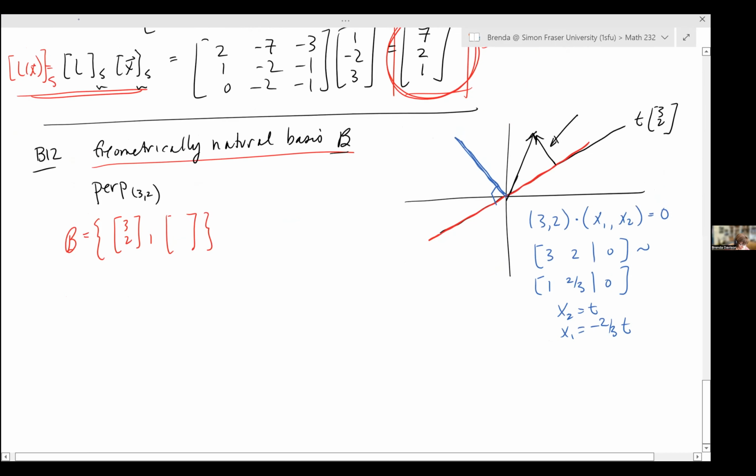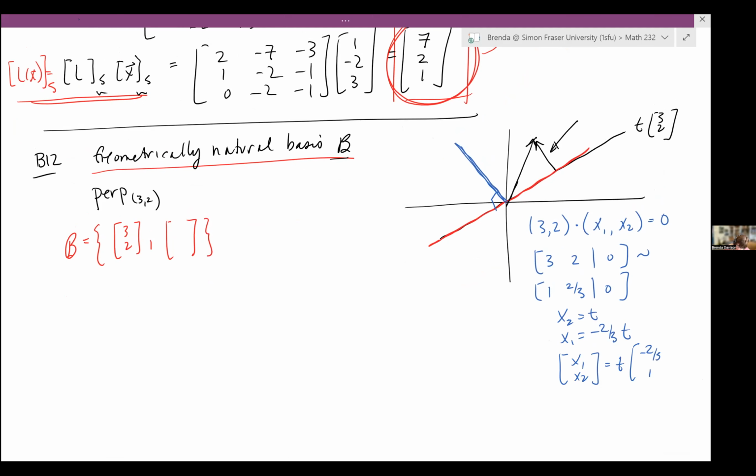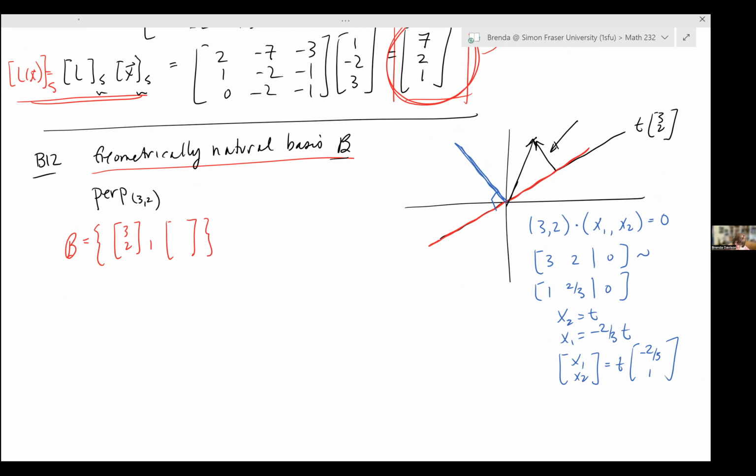So that tells me that (x1, x2) equals t times (-2/3, 1). All those vectors are orthogonal to (3, 2). I'm just going to pick t equals 3 so I don't have any fractions, and I'm going to put that here. That's my second basis vector.